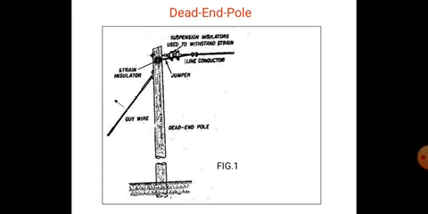Dead end pole. Here the pole is at the dead end. At the dead end we are using stays or guys. Suspension insulators are used to withstand strains. And the line conductor, that is the jumper, strain insulator, guy wire, right?